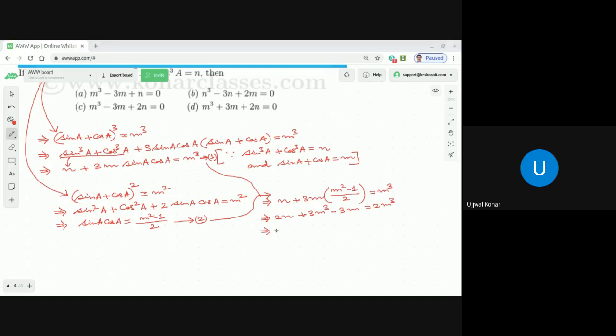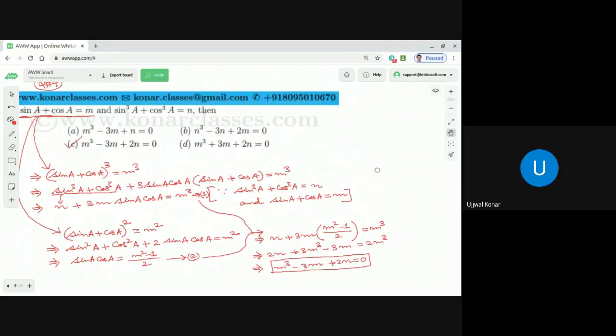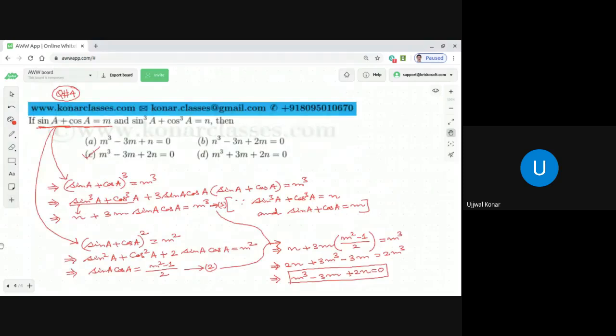So what we get from here is that m cube minus 3m plus 2n is equal to 0. I hope all of you got it. m cube minus 3m plus 2n equal to 0, and eventually we get the correct option as C. Yes. Anyone has any doubt in understanding this question, dear students? Yes, sir. Okay, great.